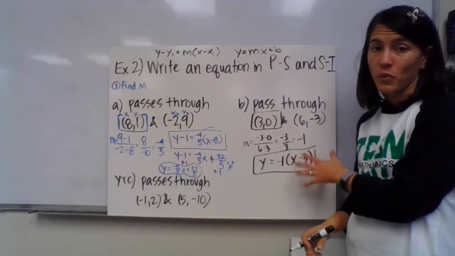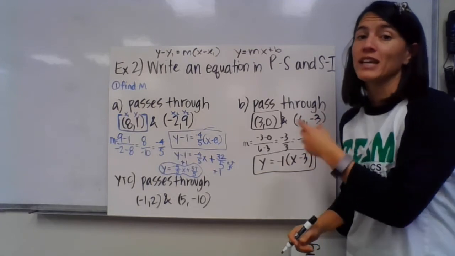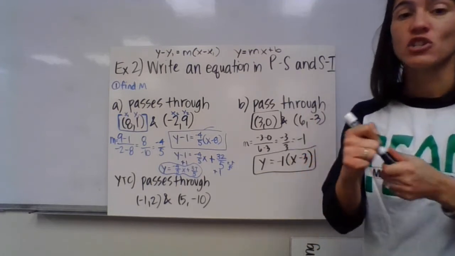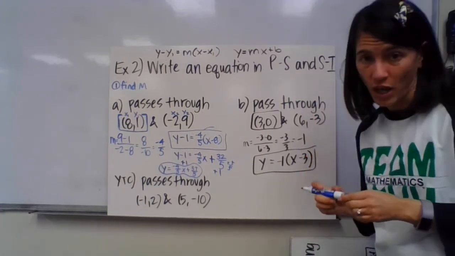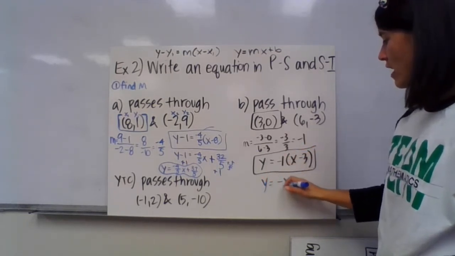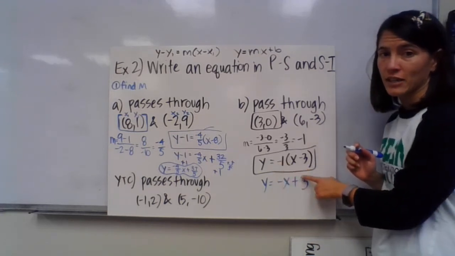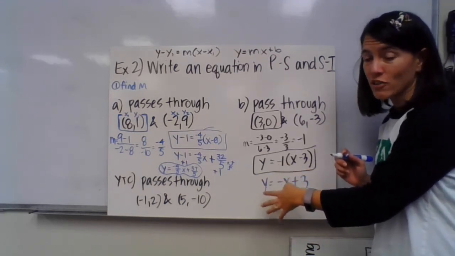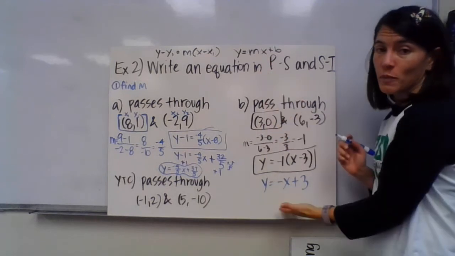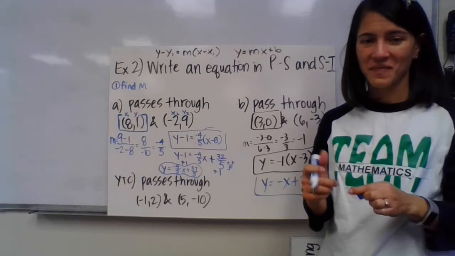That's my equation in point slope. Now to convert it to slope-intercept, I'm going to distribute that -1, negative x plus 3, because it's a negative times a negative. And then my y is already by itself. It's already in slope-intercept form. And there we go. Okay?